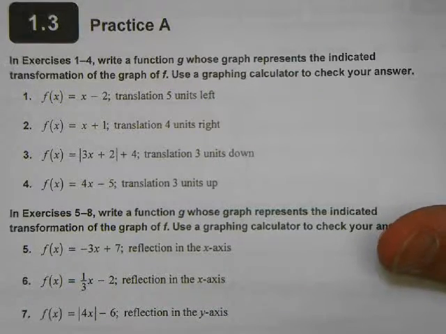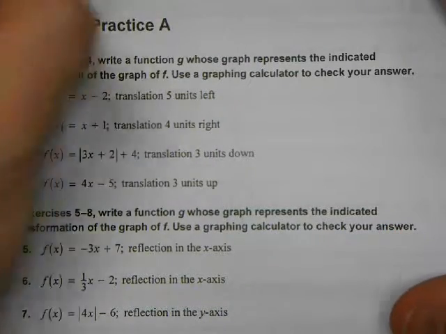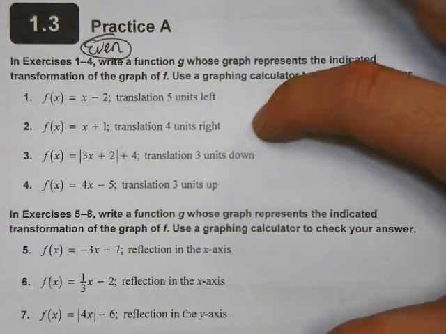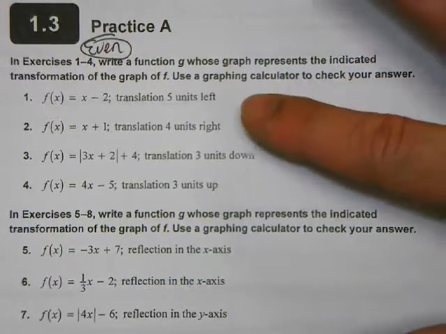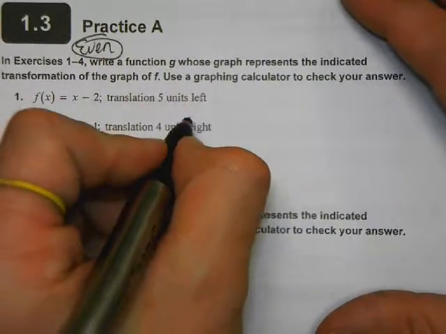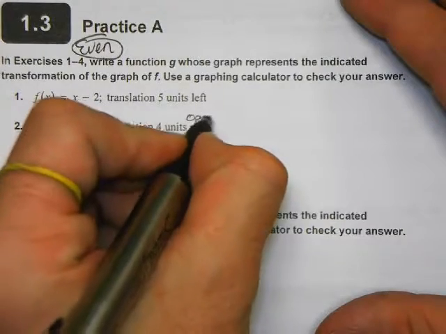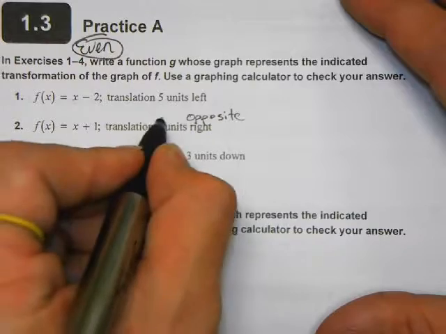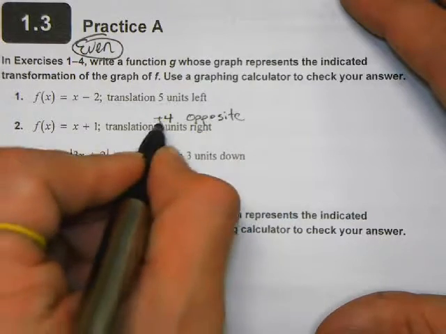Practice A, and the homework here is just to do the even problems. So we're going to start with number 2. They're asking us to translate 4 units to the right. Remember, right and left means that it's opposite day, so we need to use the opposite sign. I'm thinking 4 units right, so I'm thinking plus 4. The opposite sign is going to be negative 4.